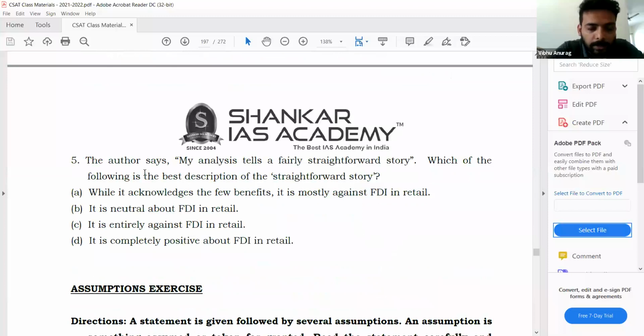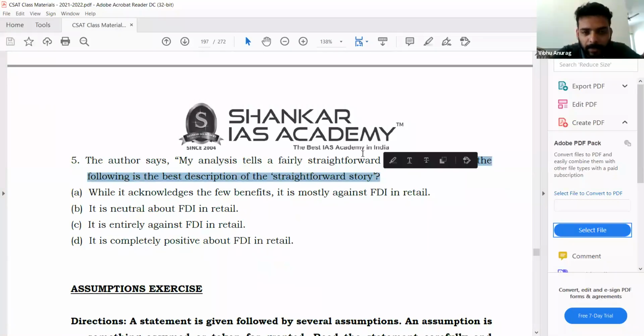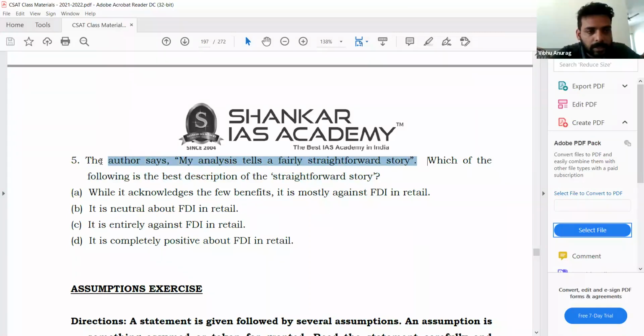In the last one, the author says, my analysis tells a fairly straightforward story. So which of the following is the best description of the straightforward story? What did you choose for the fifth one? What is the general consensus? What should be the answer?